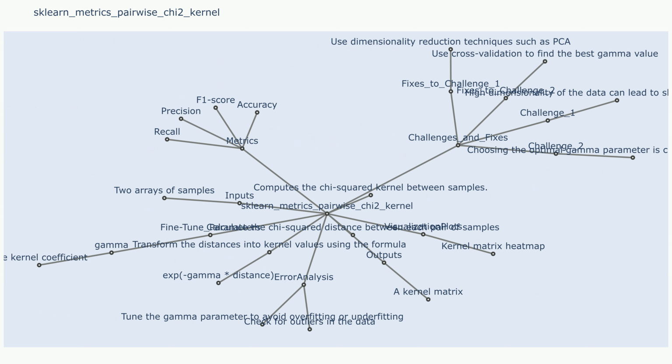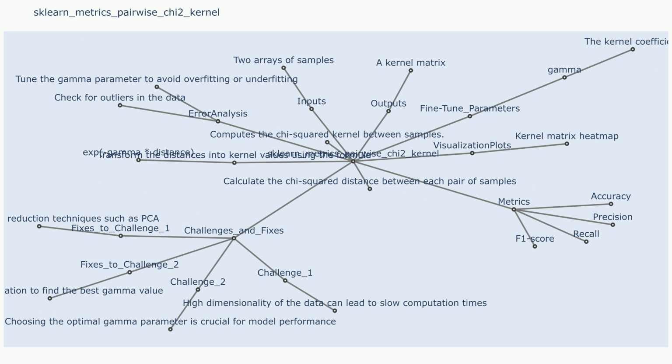Visualization plots. Heat map. A heat map can be used to visualize the kernel matrix, where each cell represents the similarity between two samples. Brighter colors indicate higher similarity.